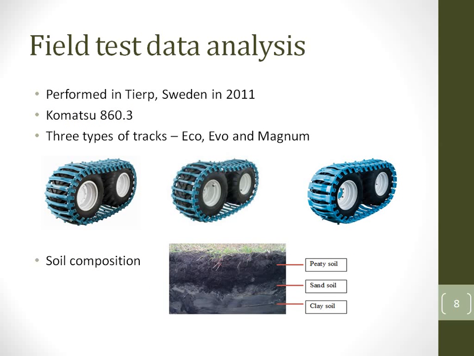I will be briefly talking about the field test data analysis. It was performed in a place called Tierp in Sweden in 2011. And the machine that was used for the field test was Komatsu 860.3. And these were the three types of tracks that were used. And just the differences between the tracks is that the size of the track shoe and the distance between them is different. And this was the soil composition of the test terrain. It consisted of peaty soil, sand soil, and clay soil.